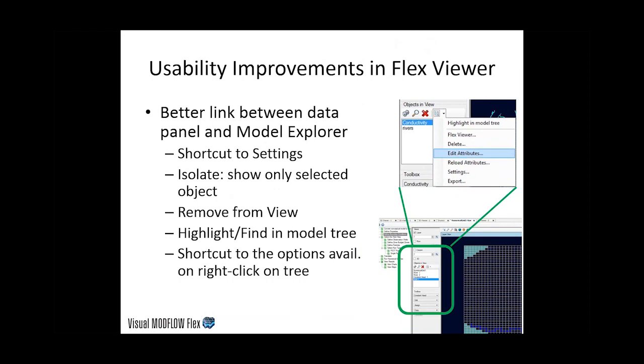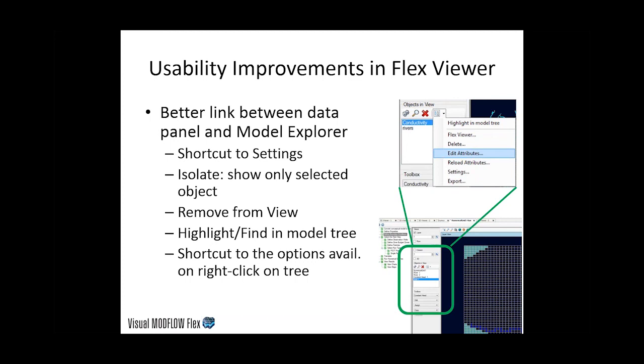The next area we've improved on is in the Flex Viewer in the toolbox. So this would be the window that you see when you're working within the numerical model at the properties step or the boundary condition step, and also when you're working at the map step when you're looking at the results. What we've offered is a better link between the data objects that you see in the view and what are available in the Model Explorer.